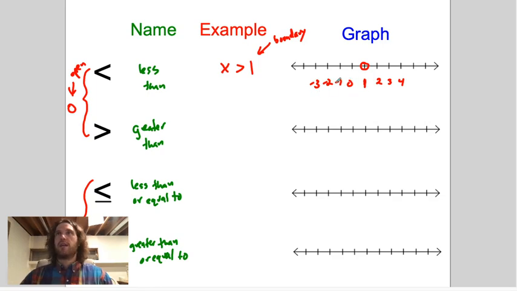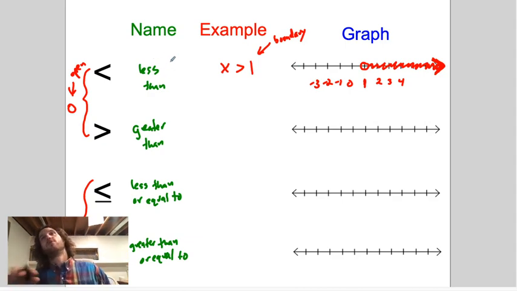You can plug in one number from each side. If you plug it over here, is 3 greater than 1? Yep, that makes it true. So all of my solutions go from a little bit bigger than 1 all the way up to infinity. Make sure you draw an arrow, got to put that arrow on there. If you plug in something like 0 or -3, that is not greater than 1. It is less than 1. So less than really means to the left on the number line. Greater than really means to the right on the number line.